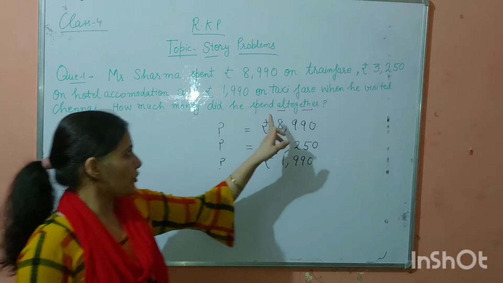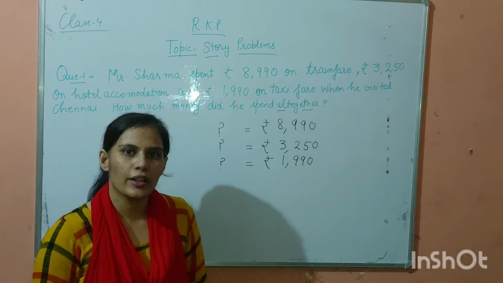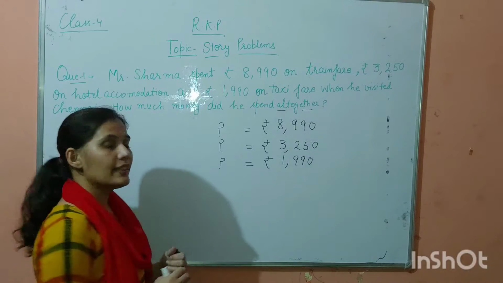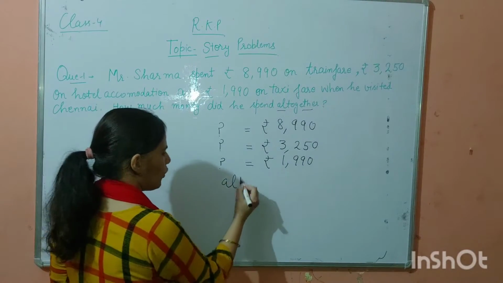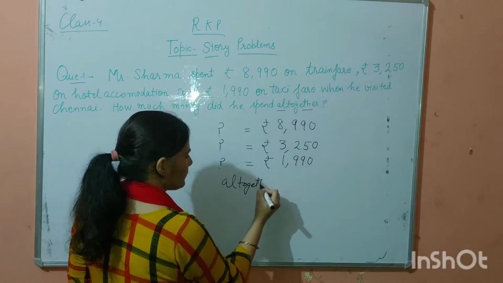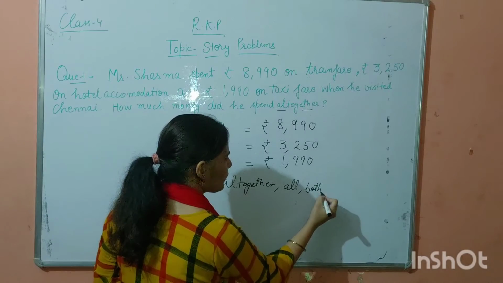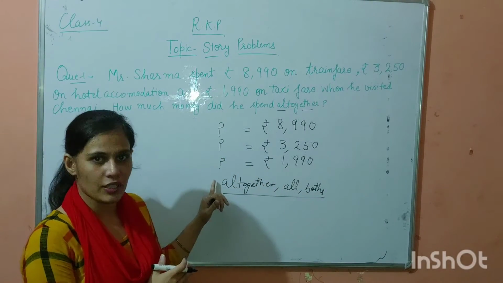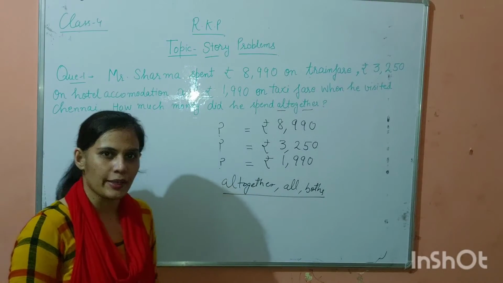When you read this word altogether, it means it is based on an addition story problem. Altogether, all and both. If you find these words in your information or in your question, it means this is based on addition story problems. Okay.